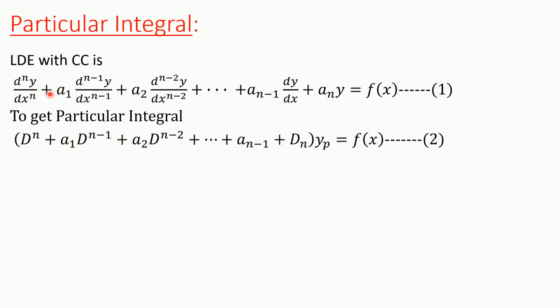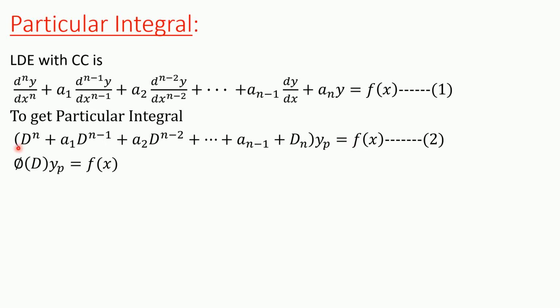Here we are replacing d/dx by the uppercase D, so we get a polynomial in D in this bracket operating on y_p, which is equal to f(x). Our aim here is to get the particular integral, that is y_p. So the solution of this will give us y_p. We have already seen how to get the complementary function y_c, which contains all those n arbitrary constants. So y_p, the particular integral, is a term of the general solution which is free from all those arbitrary constants. Let's see how to get it.